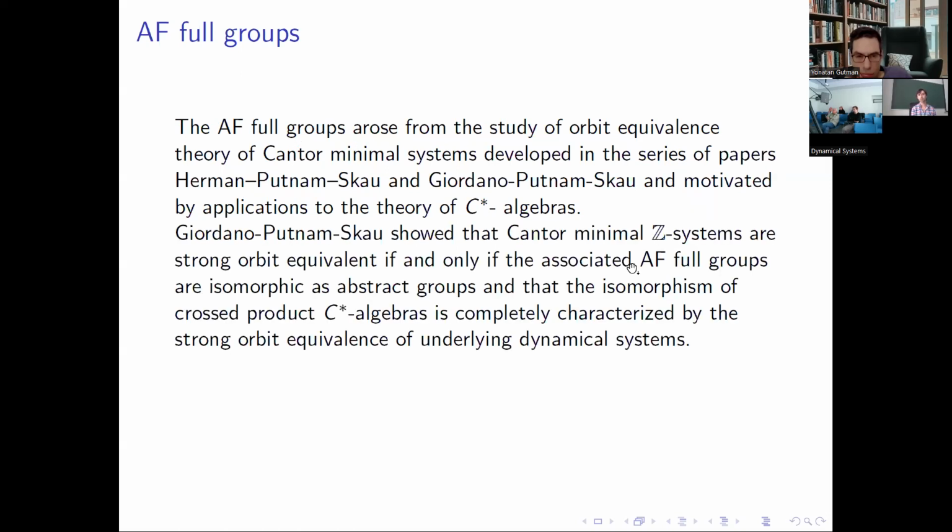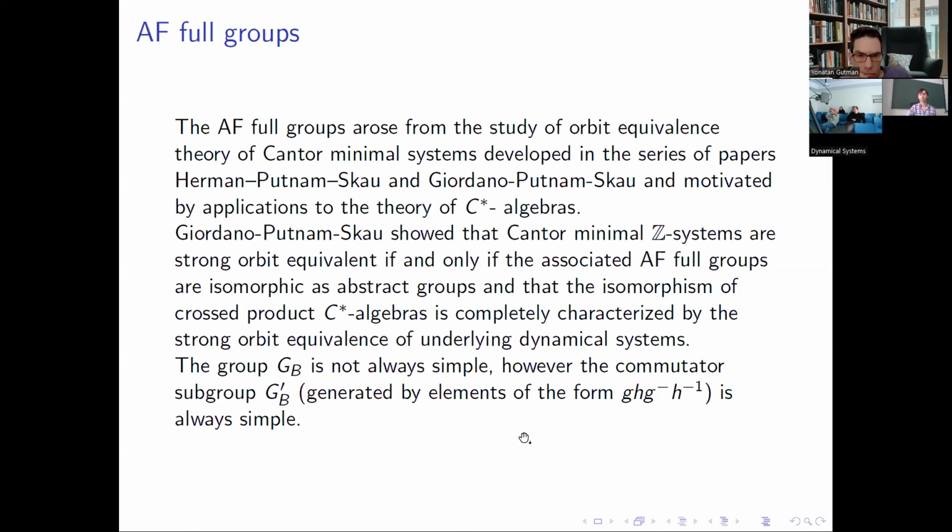So one of the results, for instance, is that minimal systems are strong orbit equivalent if and only if the associated full groups are isomorphic as abstract groups. Moreover, the isomorphism of crossed product C*-algebras is completely characterized by the strong orbit equivalence of the underlying dynamical systems. So this is a couple of words of motivation.